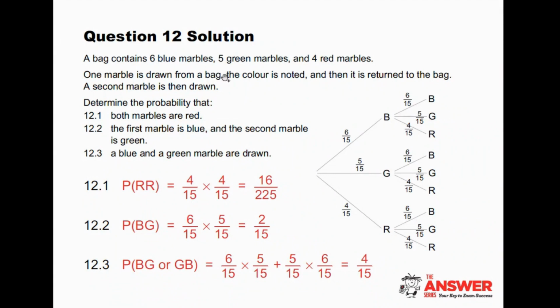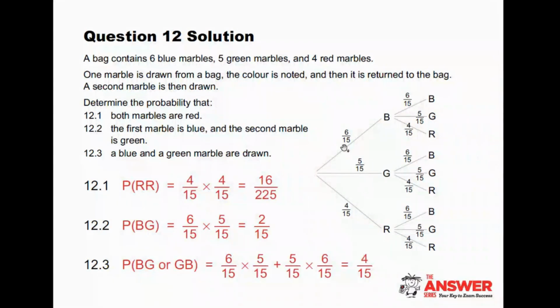So you've got 15 marbles in total, 6 are blue. So the probability of getting a blue marble is 6 over 15. Now, 6 over 15 is the same as 2 over 5. I don't simplify in tree diagrams, ever. And I'll show you why just now. I don't simplify. 5 green marbles, so 5 out of 15. 4 red marbles, 4 out of 15. If I add these together, what do I get? 6 plus 5 plus 4 is 15 over 15, 1. Perfect. This must add up to 1.